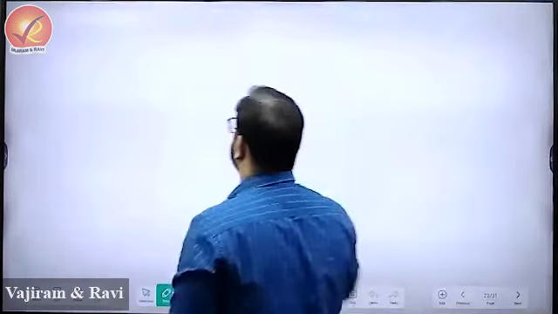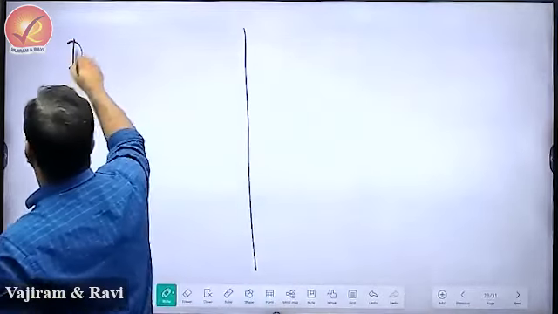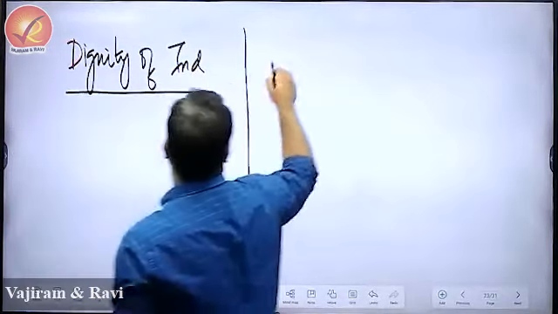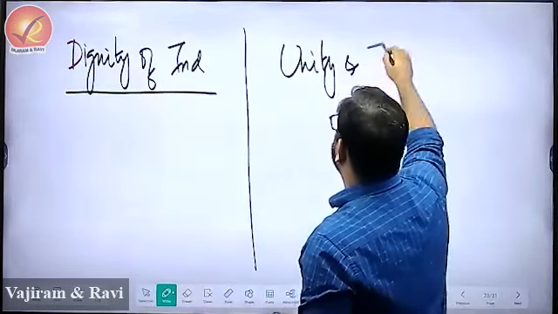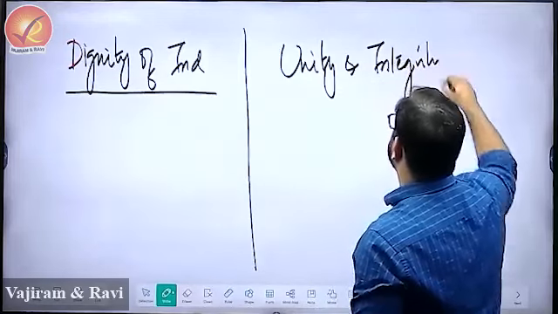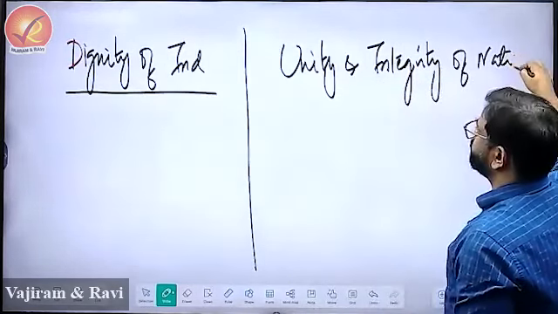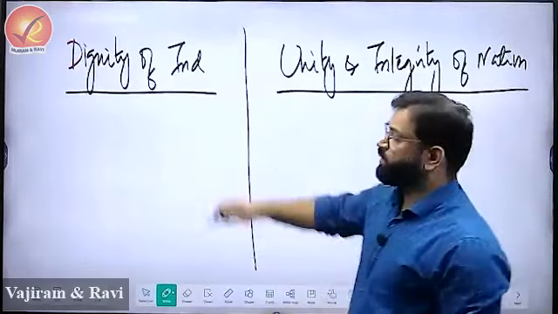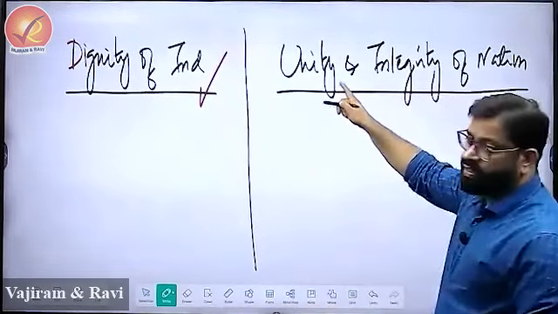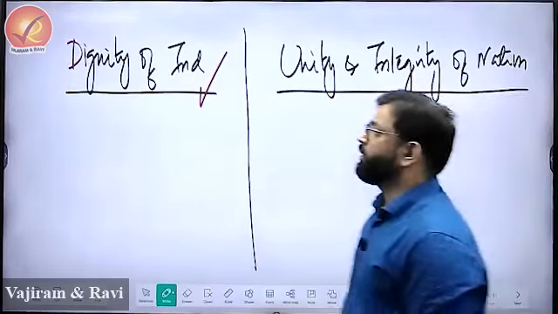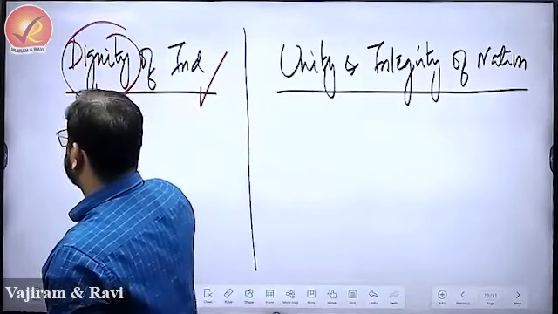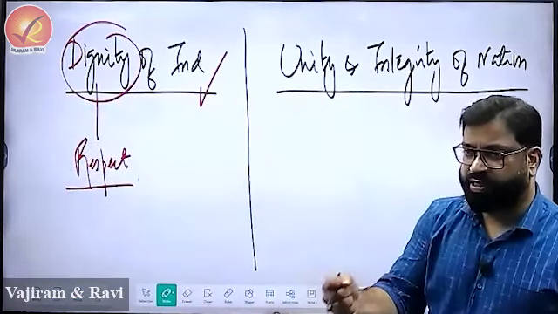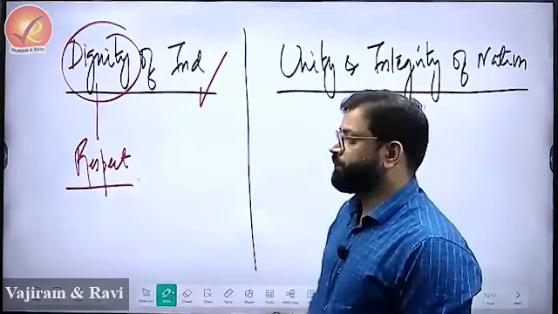And how do we assure fraternity? We assure fraternity by assuring the dignity of individual and unity and integrity of nation. How do we promote fraternity in the country? By assuring the dignity of individual and unity and integrity of nation. Dignity means respect. Self-respect, self-worth is what is dignity.